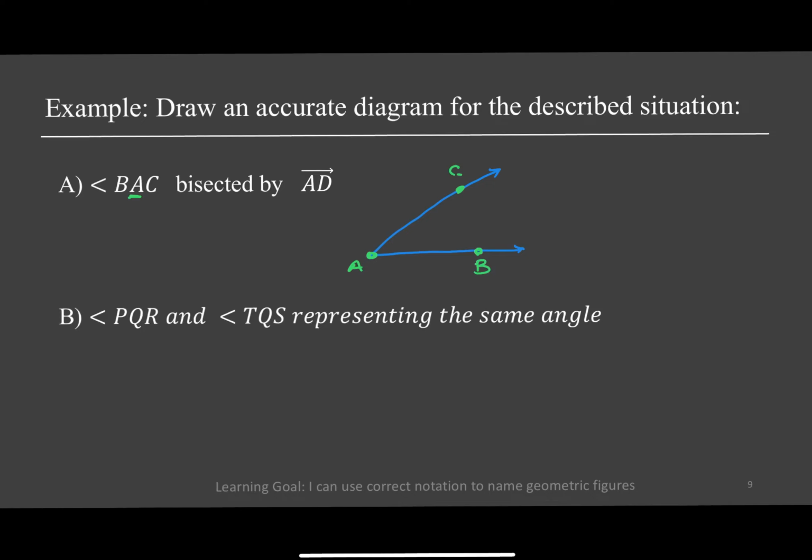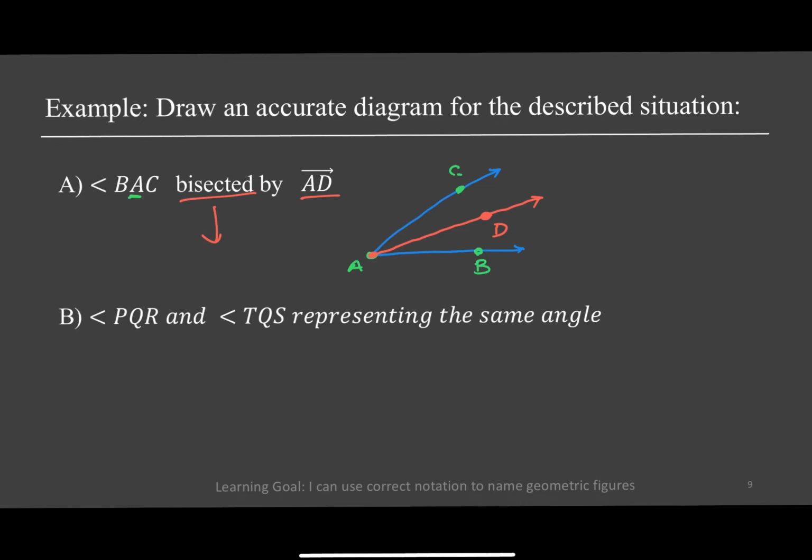Now again, bisected, all that means is it's going to essentially cut it in half. And when we're bisecting angles, we're essentially just going to create one more side going through the middle there. And since we're using ray AD, our ray has to start at the same vertex point from the angle, and point D just has to be some other point within that ray. And so our diagram now shows angle BAC being bisected or cut in half by ray AD.